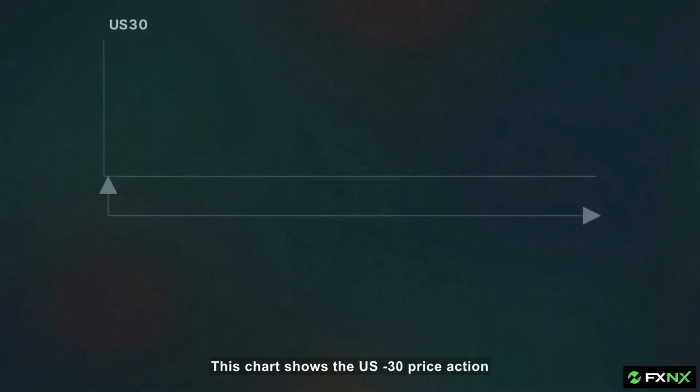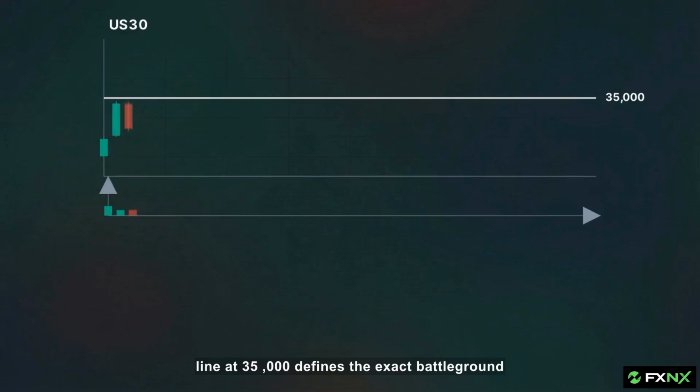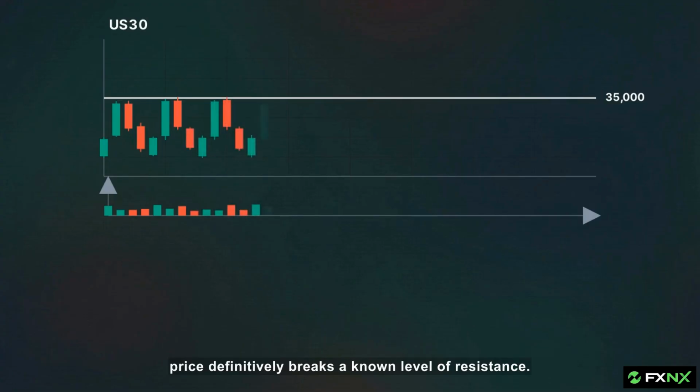This chart shows the US30 price action approaching a historical ceiling. The fundamentals tell us a catalyst is coming, but this thick resistance line at 35,000 defines the exact battleground for the entry. Traders wait for the exact moment the price and volume punch through that barrier. A breakout strategy aims to catch the start of a new trend by entering a trade only after the price definitively breaks a known level of resistance.